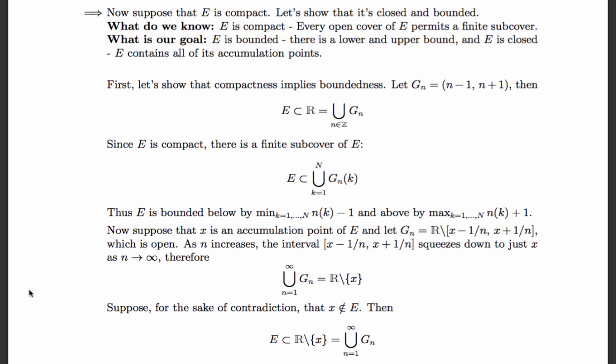that contains E. But since each of these intervals is bounded, right, it's at most a distance of 1 from n, and I have a finite union of bounded sets, then E is bounded because it's bounded below by, well, the smallest n_k minus 1, and it's bounded above by the largest n_k plus 1. So we've shown that compactness necessarily implies boundedness.